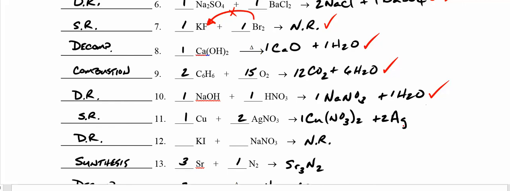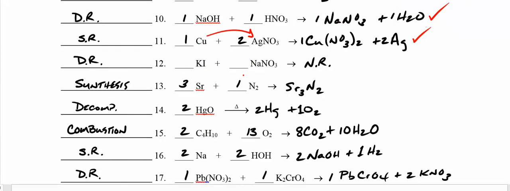Let's look at number 11. We have copper by itself and we have silver nitrate. Obviously a single replacement reaction. The only question is, will copper overtake silver? The answer is yes. Copper is higher on the activity series chart. Check that. It's higher on the activity series chart than silver, and so it will overtake it, and silver will be by itself. This reaction is balanced by 1, 2, 1, 2, just like that. All right, very good. Let's go to the next one.